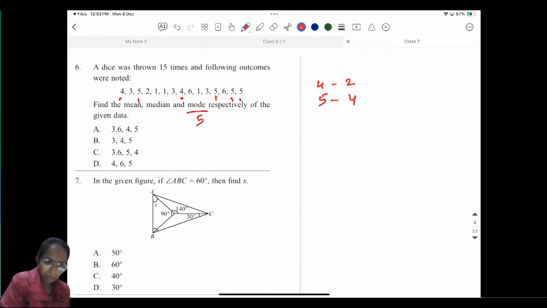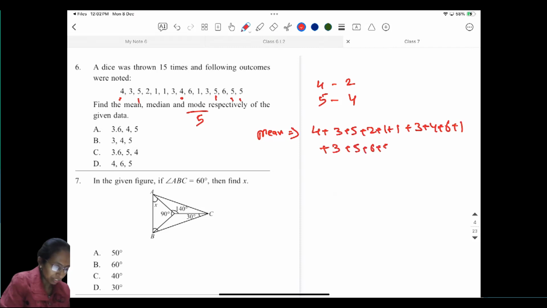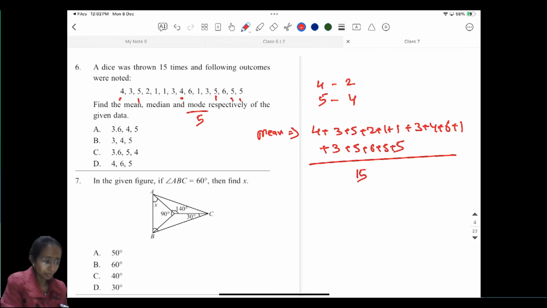Now calculating the mean. Mean is calculated as the sum of all the observations. So 4 plus 3 plus 5 plus 2 plus 1 plus 1 plus 3 plus 4 plus 6 plus 1 plus 3 plus 5 plus 6 plus 5 and again 5, whole divided by 15. So we need to add the terms in the numerator. That means this is 7 plus 9 plus 2 plus 7 plus 7, 8.